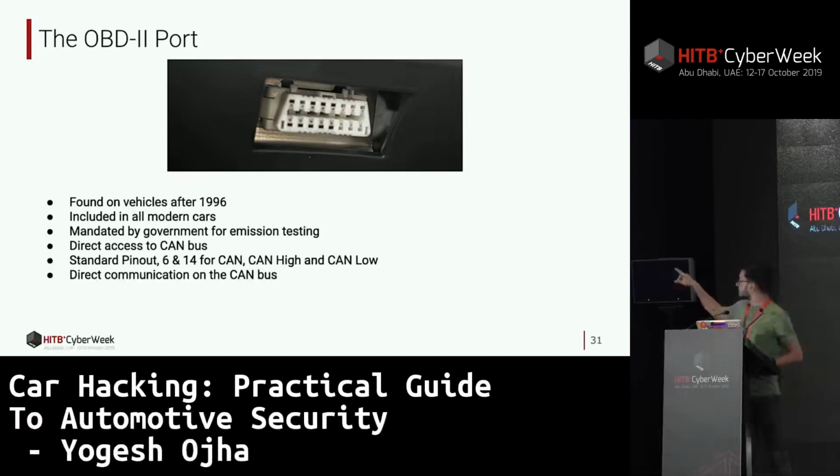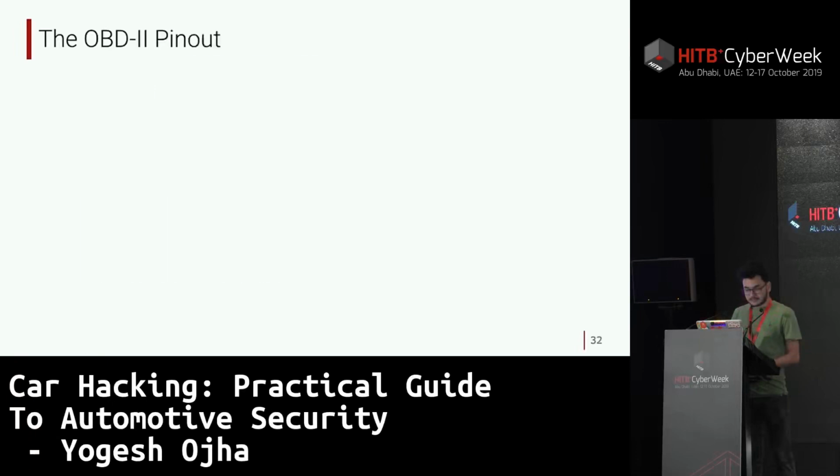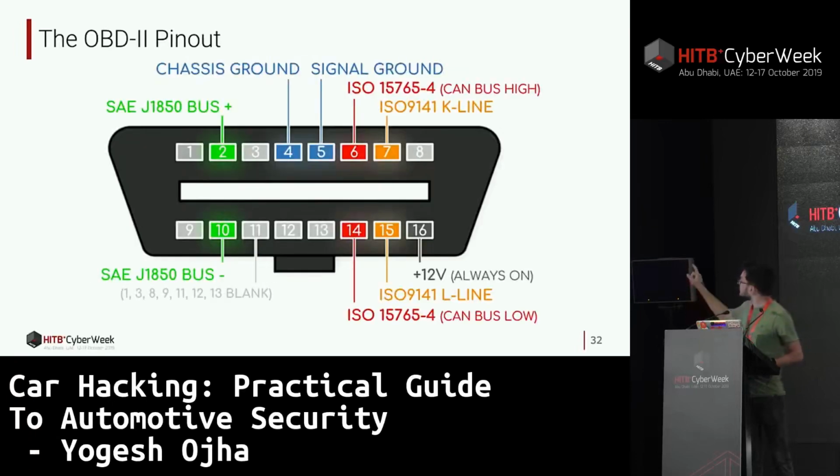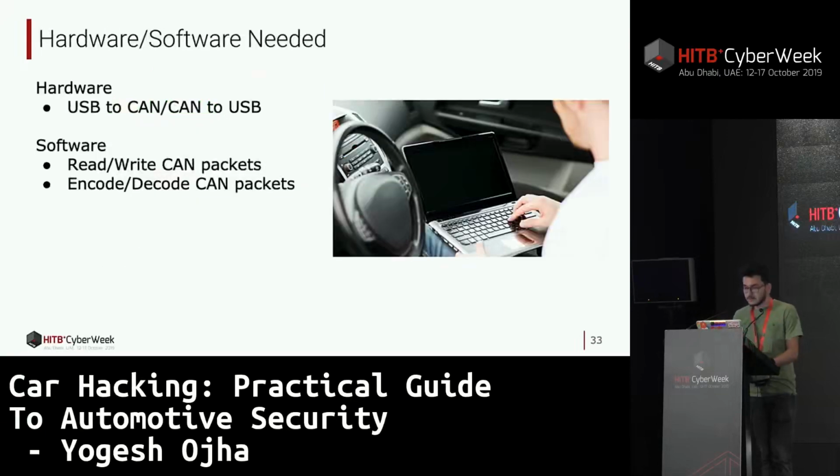If you see the pin out of the OBD port, I think I have a slide for that. Yeah, if you see this pin out, pin number 6 and pin number 14 are going to be CAN high and CAN low respectively. So that's where you are going to inject the packets. And then you have plus 12 volts on pin number 16, which is always on. 12 volts has to be supplied through there. I think pretty much that's it about OBD2.